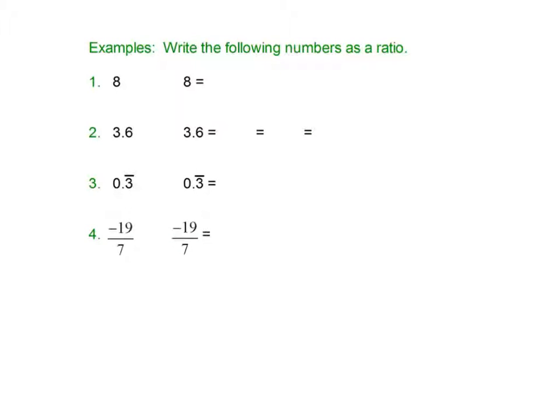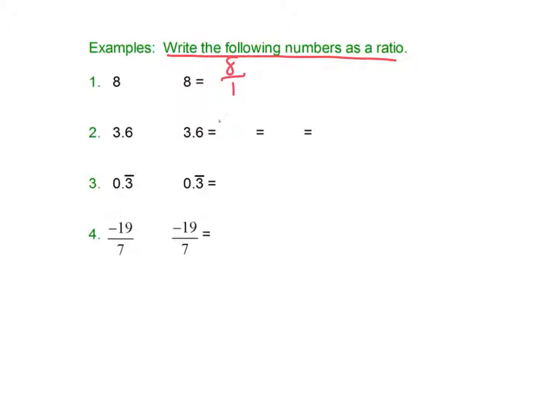All right, we have 4 examples. It says write the following numbers as a ratio. So a ratio, remember, is a fraction. So you're writing all of these as fractions. So 8, that's easy, 8 over 1. So that's a rational number because you can write it as a fraction. If you can write it as a fraction, it's a rational number.